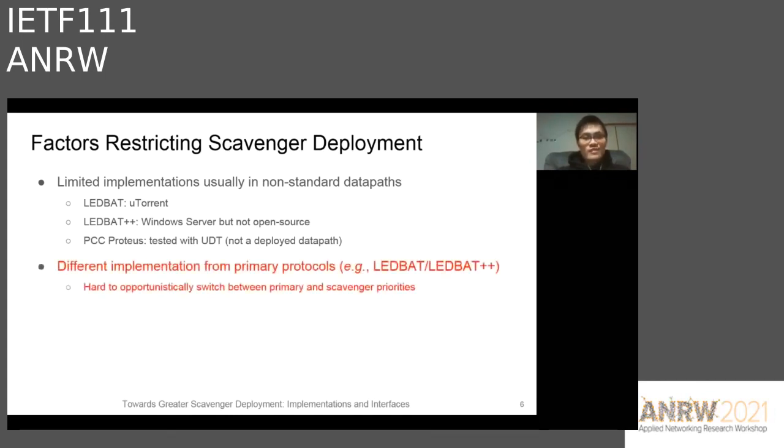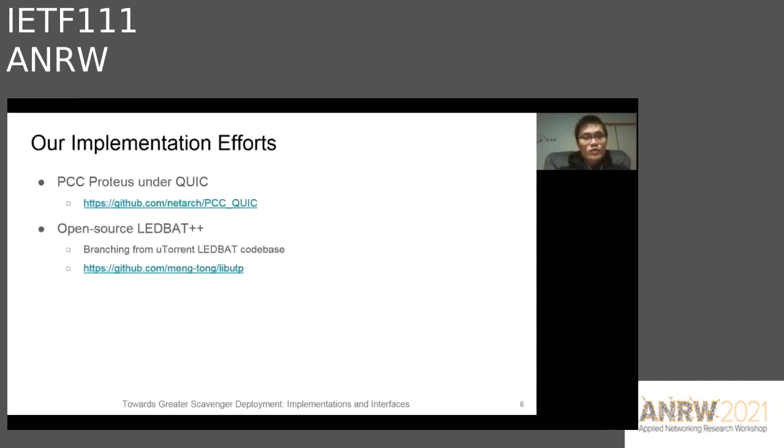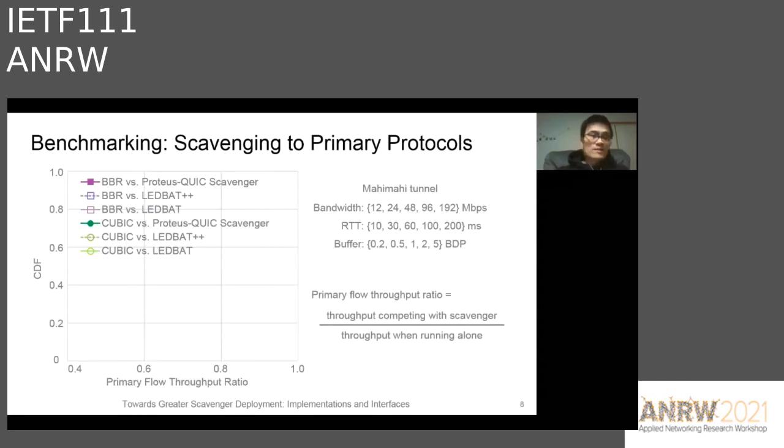More importantly, previous scavengers, such as LEDBAT, are implemented differently, separate from primary protocols, making it non-trivial to enforce opportunistic priority switch. So in this work, we first push forward the open source implementations of scavenger protocols. We port PCC Proteus to QUIC, which is becoming increasingly popular with the IETF standardization progress. And for convenience of academic research and performance measurement, we also provide our own LEDBAT++ implementation by branching off the uTorrent LEDBAT codebase.